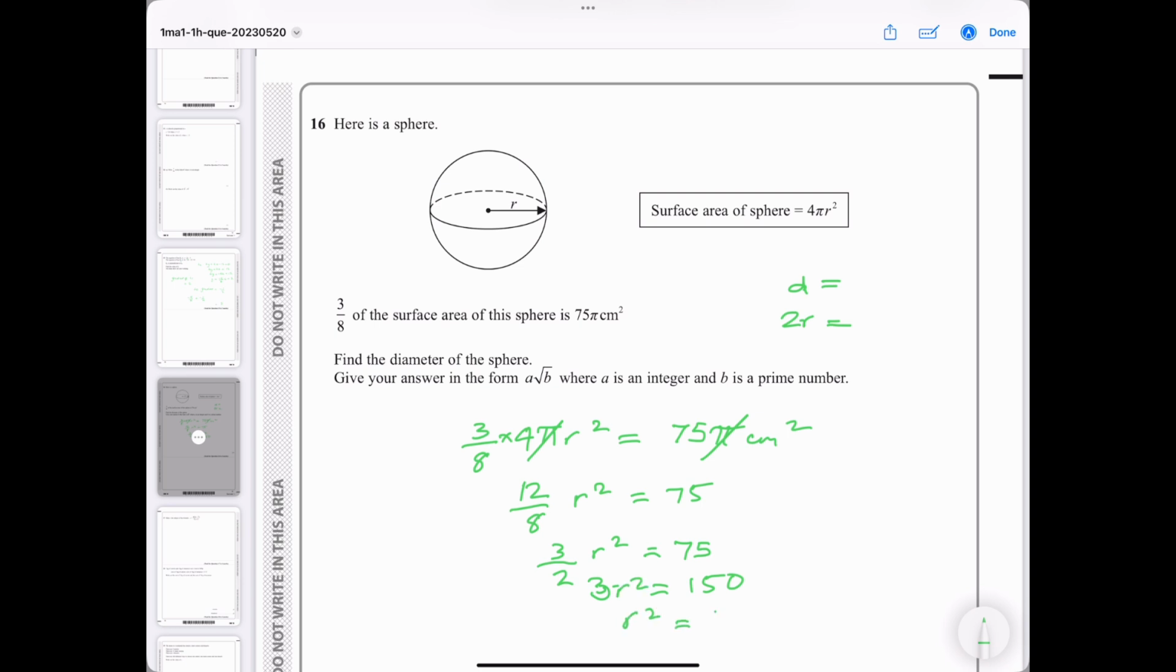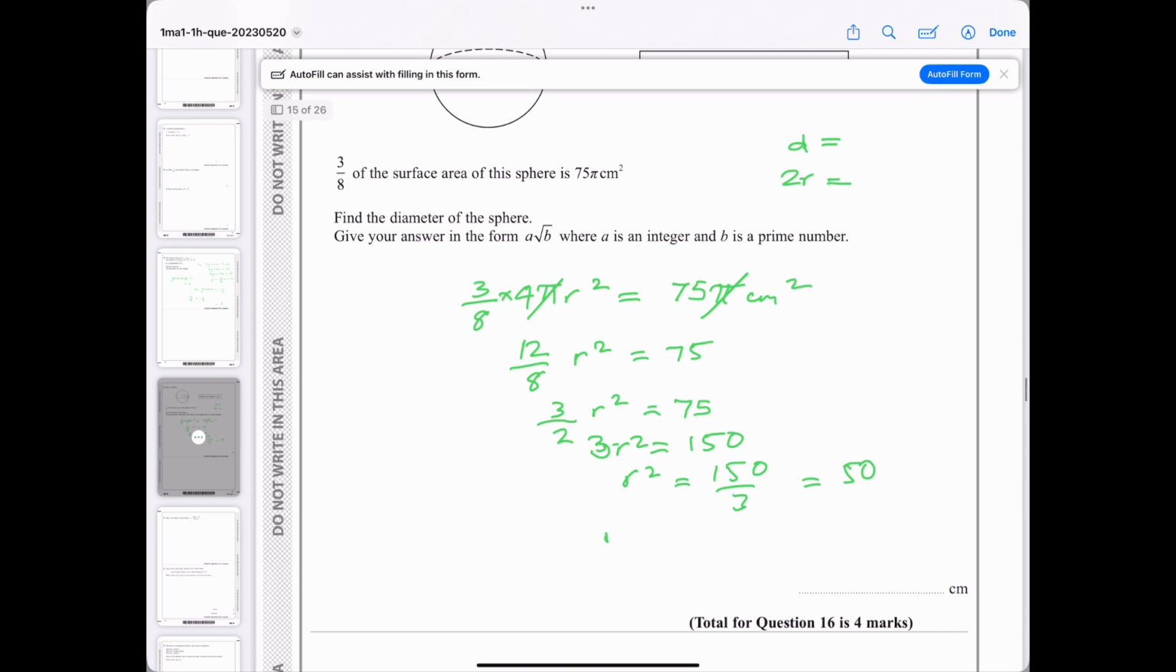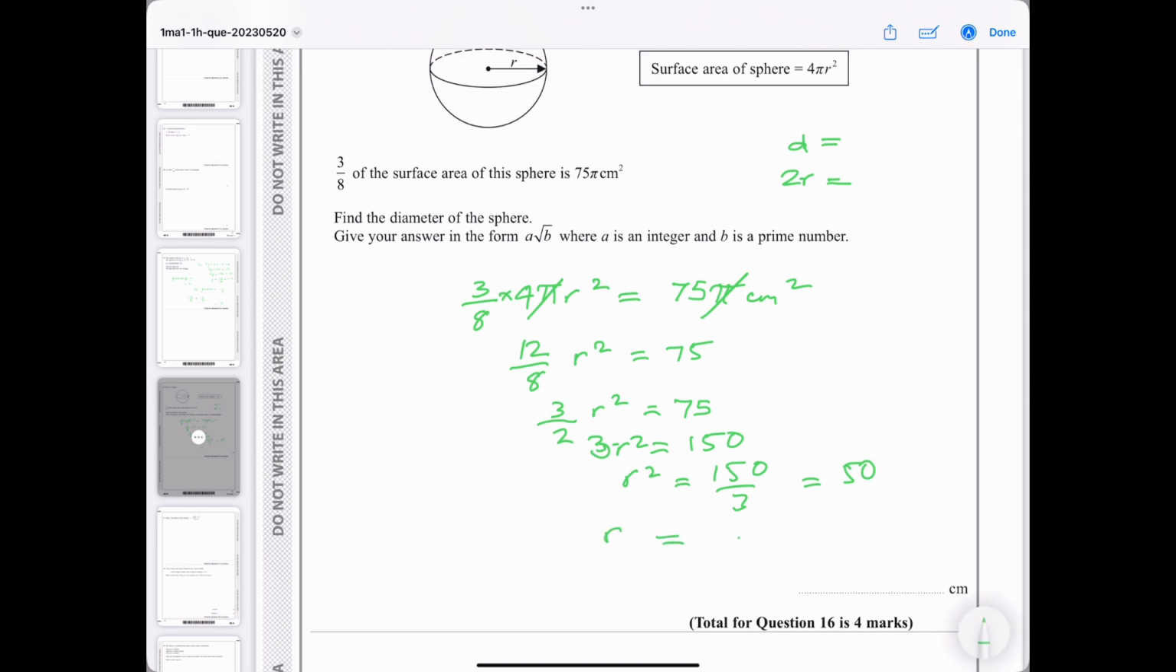r squared equals 150 divided by 3, which is 50. So if r squared equals 50, that means r equals the square root of 50, which would be root 25 root 2, which equals 5 root 2. Now, you could say at this point it could equal plus or minus root 50. It can't equal minus because it's a length, so you can't have a minus length. So it is just going to be positive 5 root 2. But we've only found r, we need to find 2r, which is 10 root 2. And that is the answer.